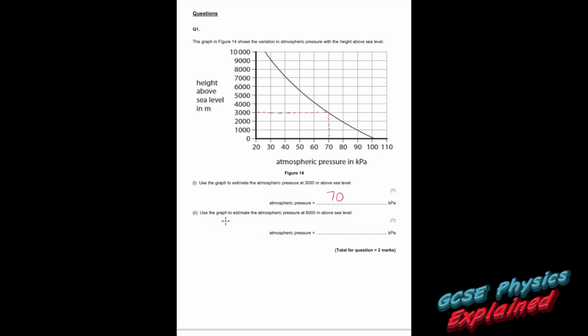Part 2. Use the graph to estimate the atmospheric pressure at 6,000 metres above sea level. Well, I'll just do exactly the same but for 6,000. So 6,000, come across. Now you can see this time it's not as easy, but it's probably somewhere between 46 and 48. So I'll say 47.